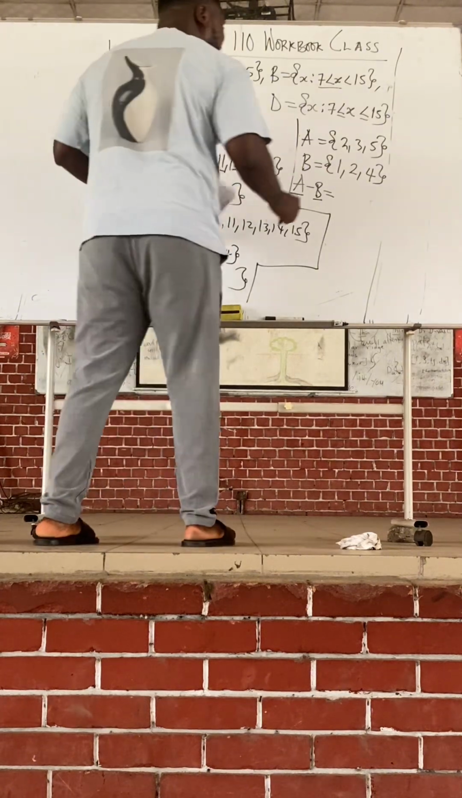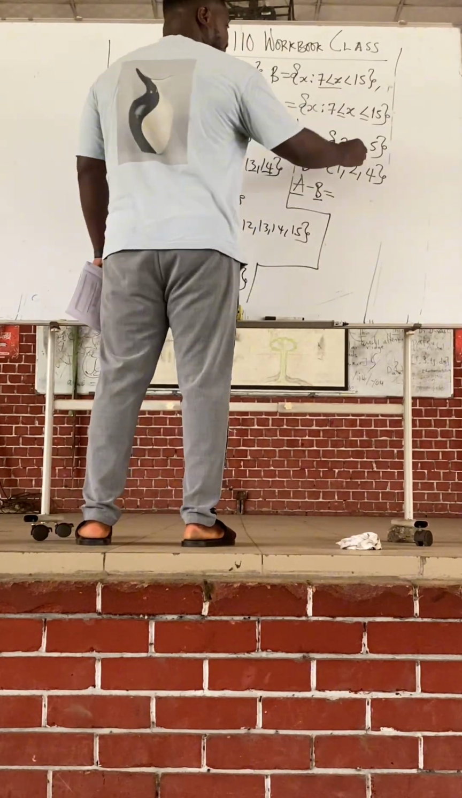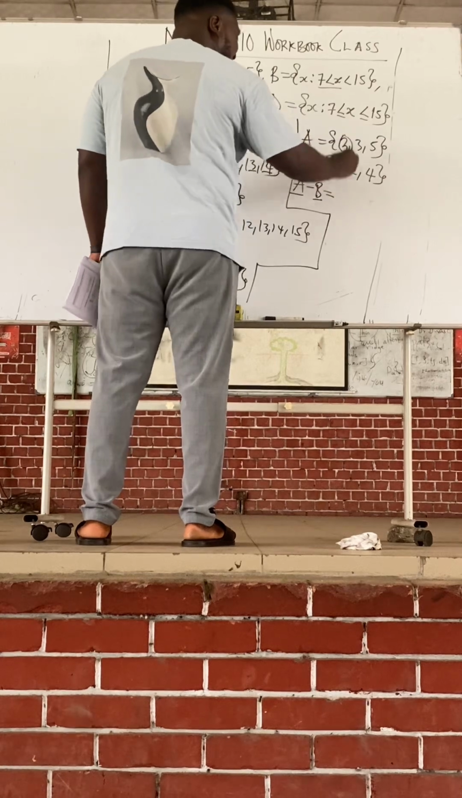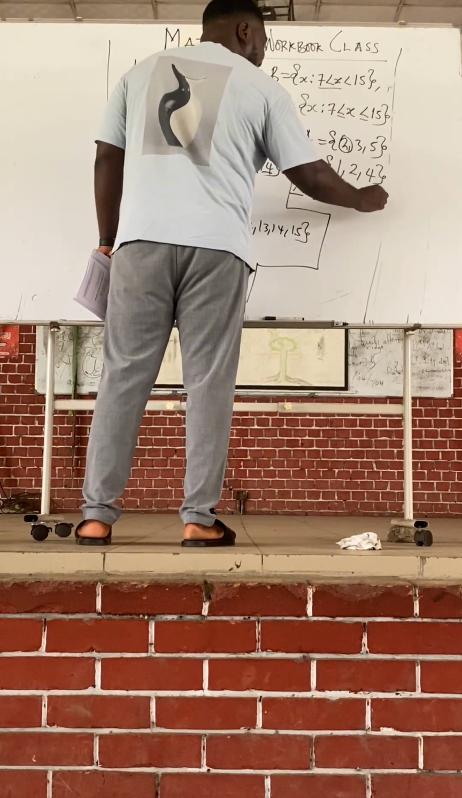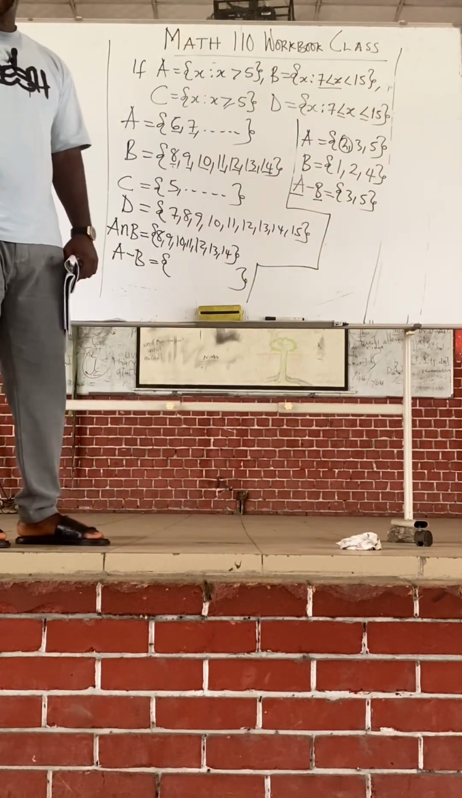So what is A minus B? Who is in B that is also in A? So remove 2 from A. And what's left? 3 and 5. So A minus B is 3 and 5.